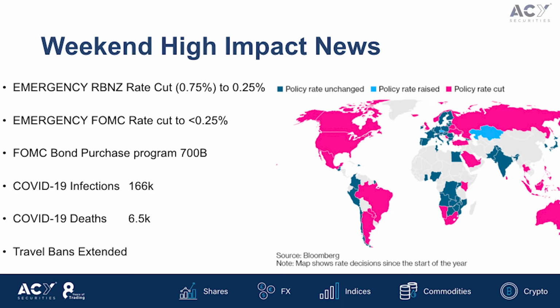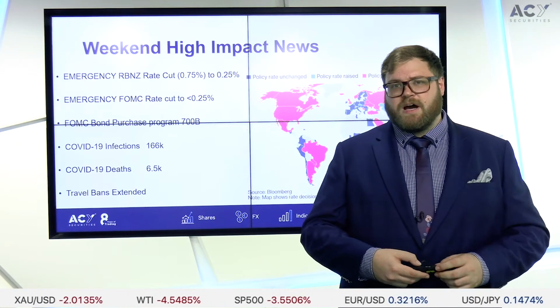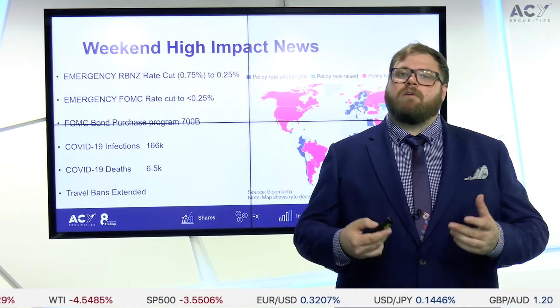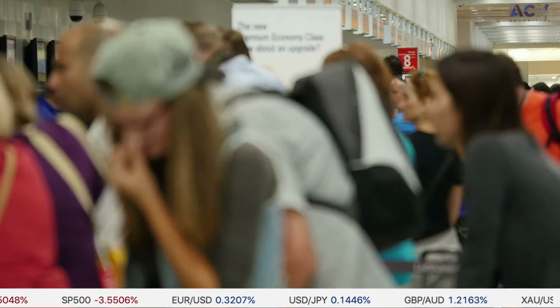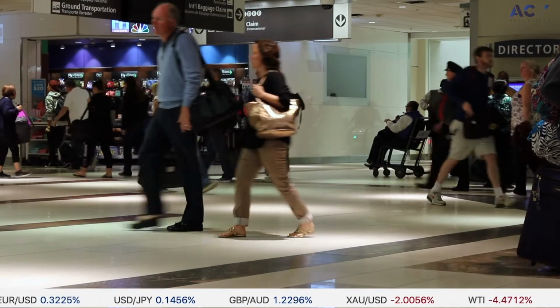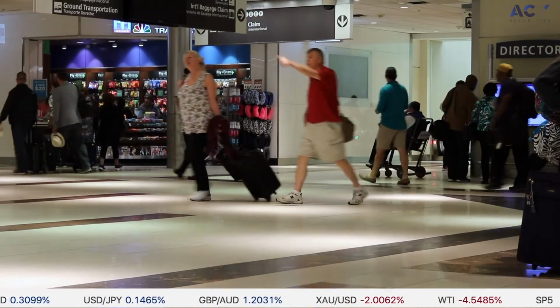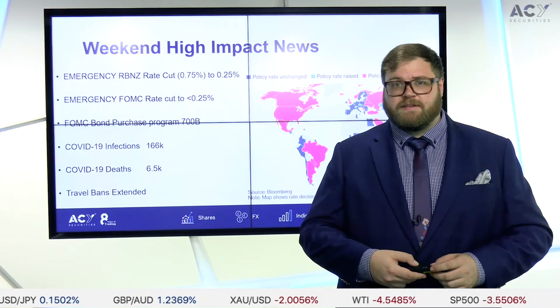We've also had 166,000 confirmed cases of COVID-19, more than 6,500 deaths, and travel bans have extended from everywhere in the UK and Europe all the way through to Australia and of course the US, which we'd already seen, but those are likely to extend even further this week with more news anticipated.